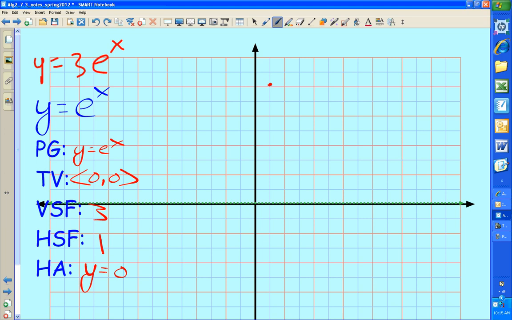Which means your point needs to be above the 8. You need to be specific. If the point is up here, I'm going to mark you down because it's not in the right spot. It needs to be about 8.1. Right 0 up 1 in the parent graph becomes right 0 up 3. And left 1 up 1 over e becomes left 1 up 3 over e. Again, you're going to need to use your calculator to find out that 3 divided by e is 1.1.